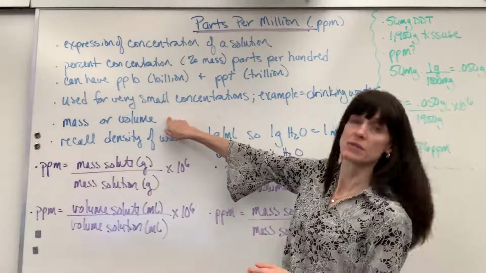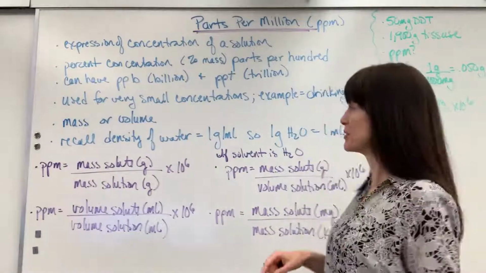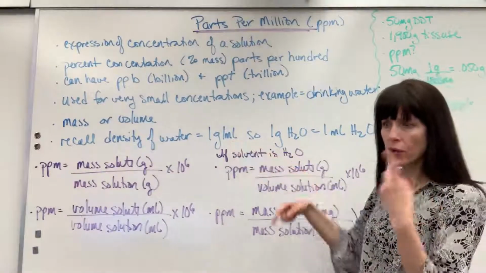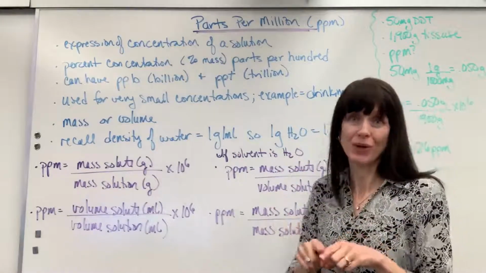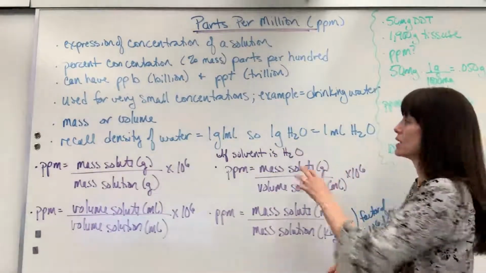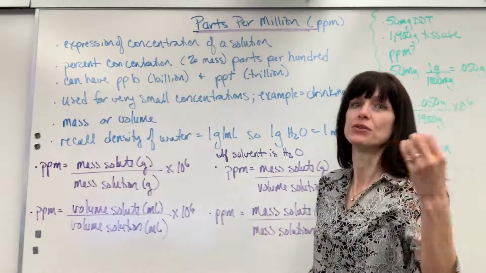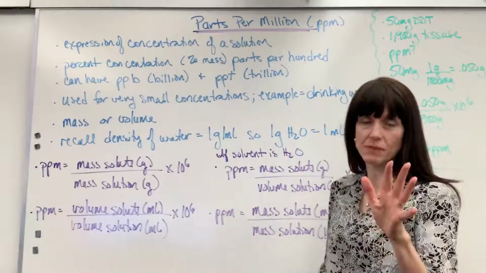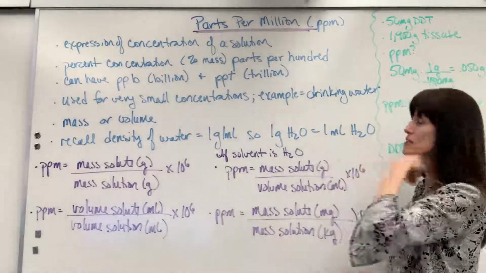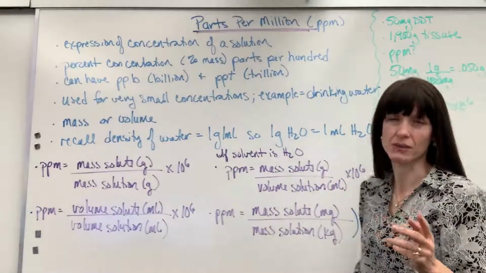Now, you can use parts per million with mass or with volume. There's one little trick in this that I want to remind you about, and it is the density of water. Remember, the density of water is 1 gram per mL. The mass of 1 gram of water takes up a volume of 1 mL. So if our solvent is water, and we've dissolved our solute into it, so the total solution is made up of water and dissolved solutes, 1 gram of water equals 1 mL. So we could say 1 gram of that solution equals 1 mL of the solution. Kind of a little trick that we use with the density of water.